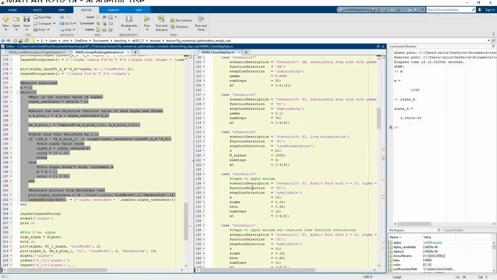Scenario 10, that is down here. Here we go. Here's our Armijo rule that we're using with the same initial guess location we always were looking at. And now let's again choose an S of 15, sigma of 0.15, beta of 0.98.